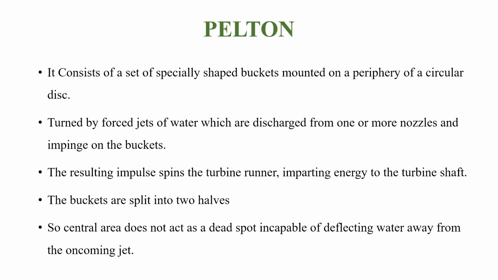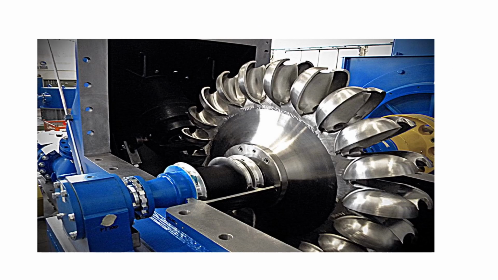Pelton turbine. It consists of a set of specially shaped buckets mounted on the periphery of a circular disc, turned by forced jets of water which are discharged from one or more nozzles and impinge on the buckets. The resulting impulse spins the turbine runner, imparting energy to the turbine shaft. The buckets are split into two halves, so the central area does not act as a dead spot incapable of deflecting water away from the oncoming jet. This is a schematic diagram of a Pelton wheel turbine.